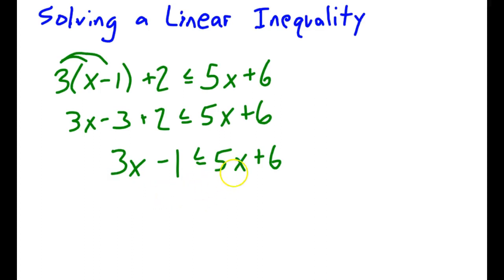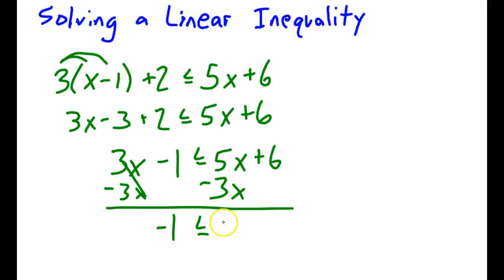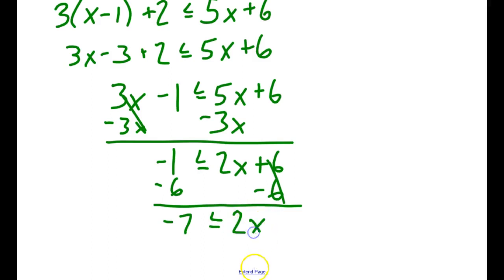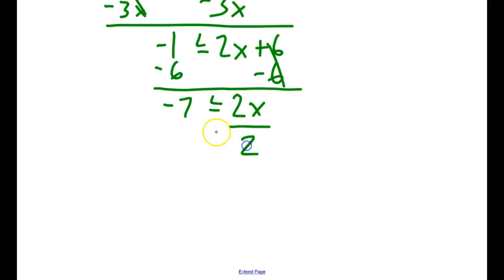Need to get like terms on the same side, so we can subtract 3x to the other side of the inequality, leaving us with negative 1, less than or equal to 2x plus 6. And now we subtract 6 to the other side. Negative 7 is less than or equal to 2x. And now the last step, divide by 2. So we get an answer of x is greater than or equal to negative 7/2.